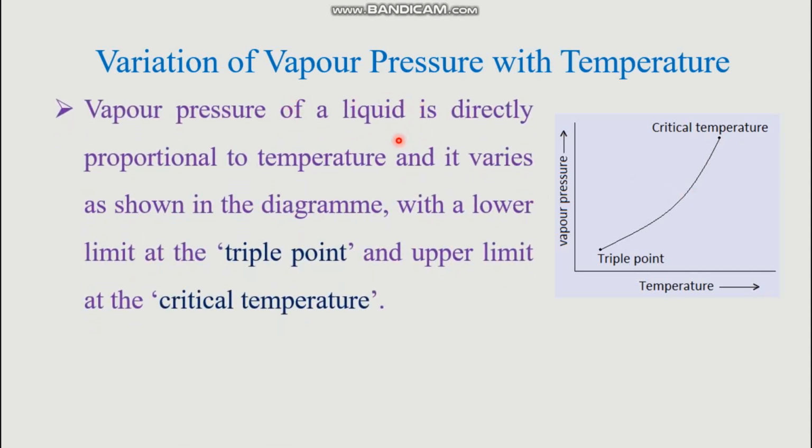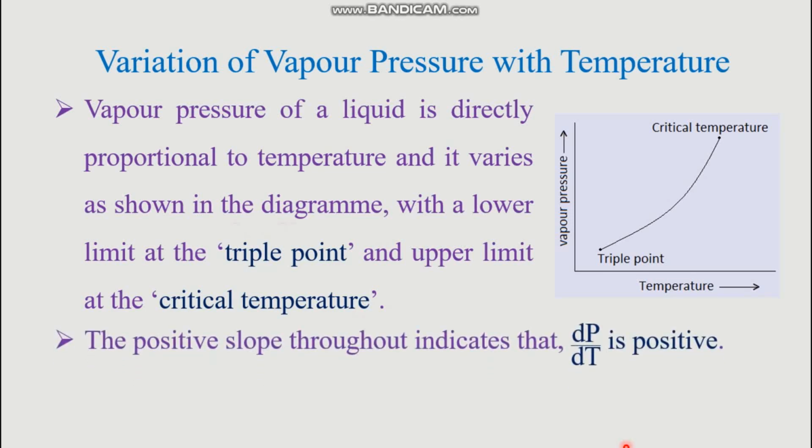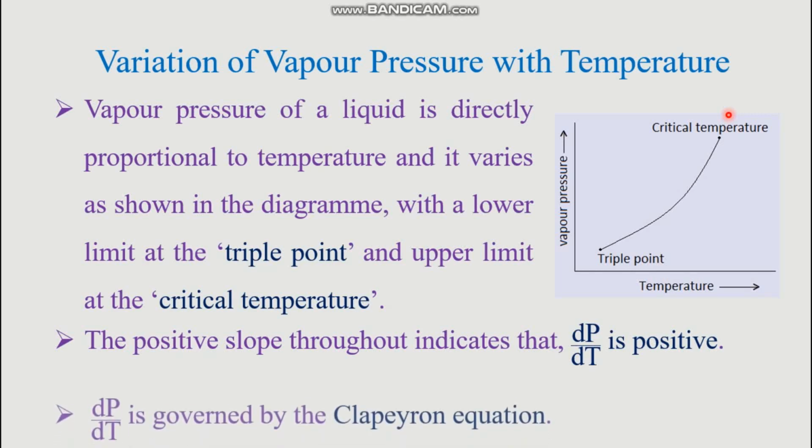Vapor pressure of a liquid increases with temperature, and it varies as shown in the diagram, with a lower limit at the triple point and an upper limit at the critical temperature. The positive slope throughout indicates that dP/dT is positive. Definitely, because this is P against T, therefore the slope must be dP/dT. And this slope has a positive inclination, and this is governed by the Clapeyron equation.